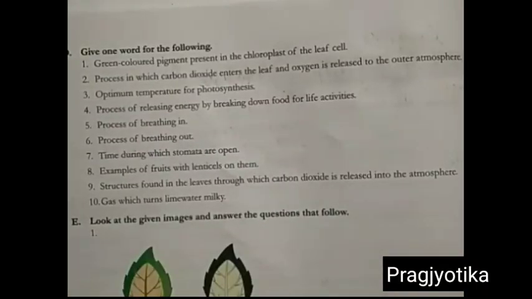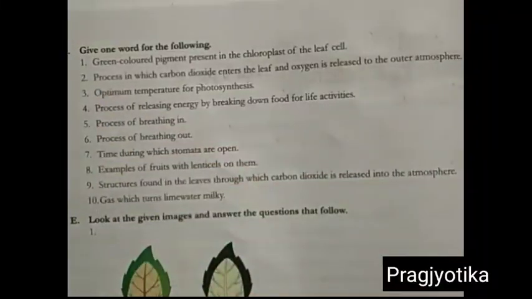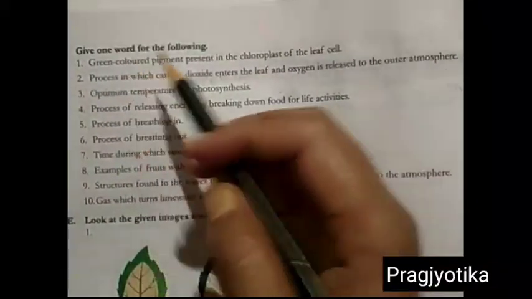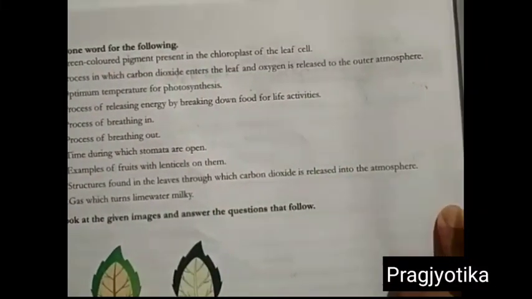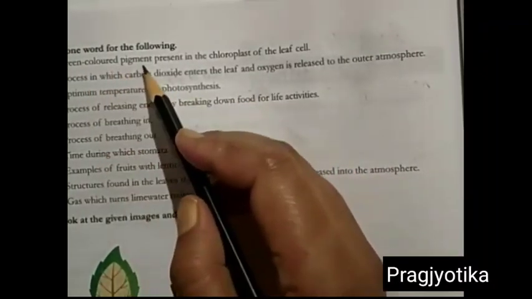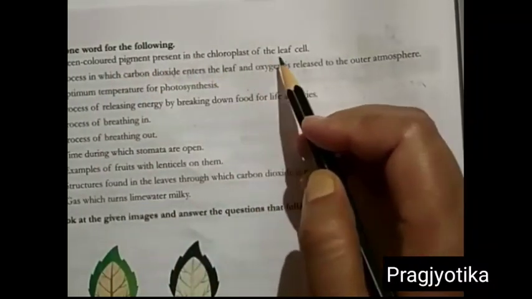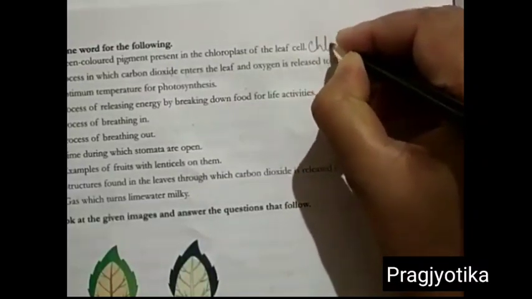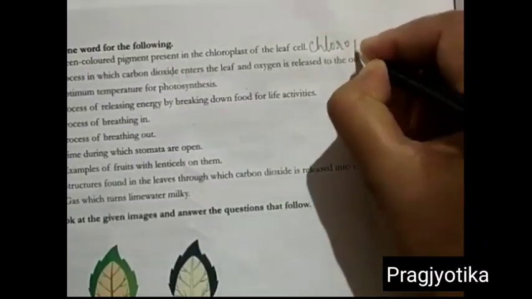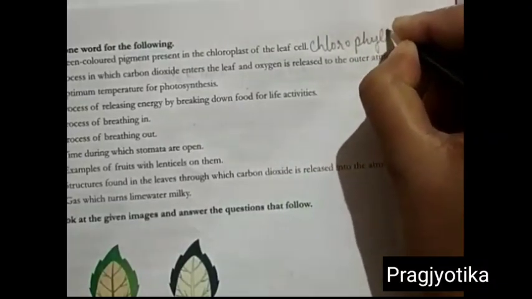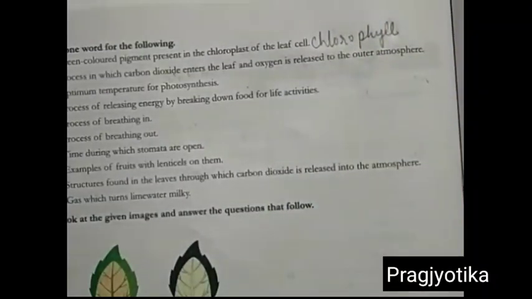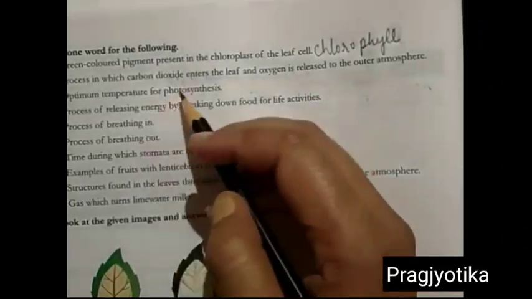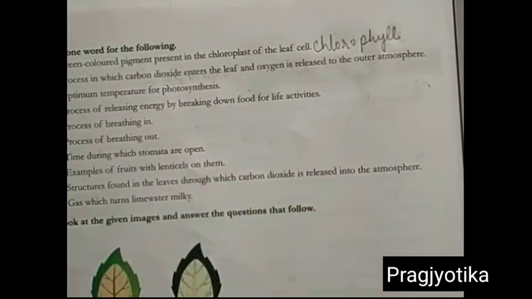Now come to question number D. It is on your page number 78. Give one word for the following. Question number 1. Green colored pigment present in the chloroplast of the leaf cell is called what? Is called chlorophyll.